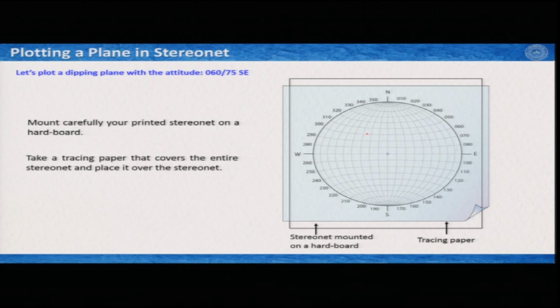In this case, we have the example of a dipping plane with the data 060/75 degree southeast. That means, its strike is 60 degree, it dips 75 degree towards southeast direction. Now, the initial steps are very similar. That means, you have to mount carefully your Stereonet on a hardboard, and then you have to find a tracing paper that covers the entire Stereonet, and then you place it over the Stereonet.